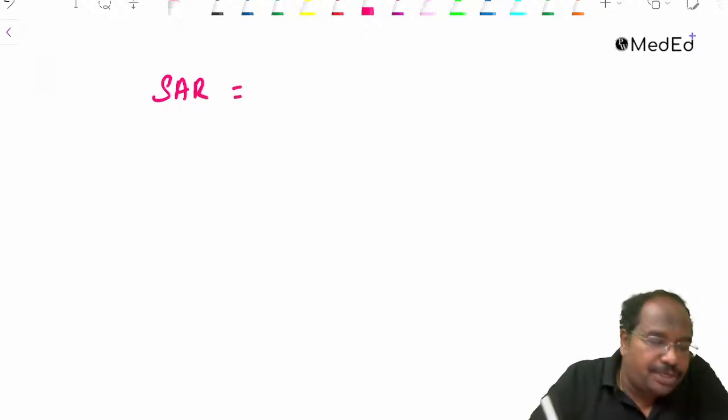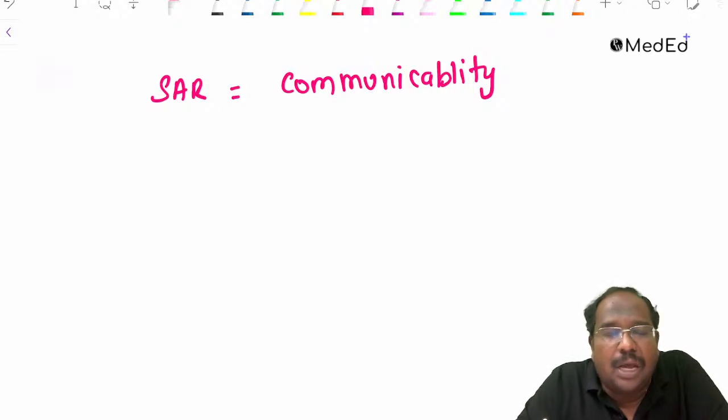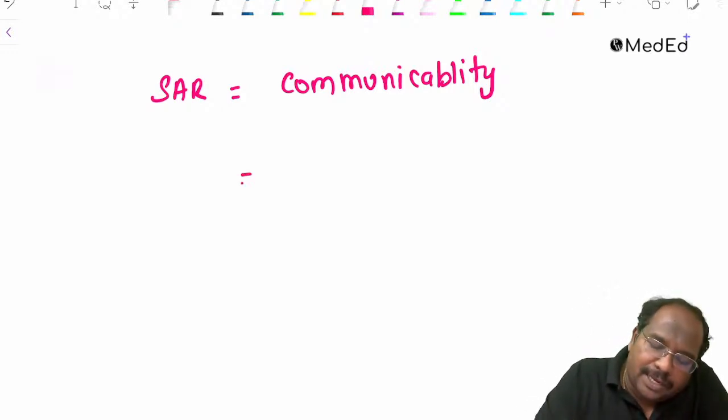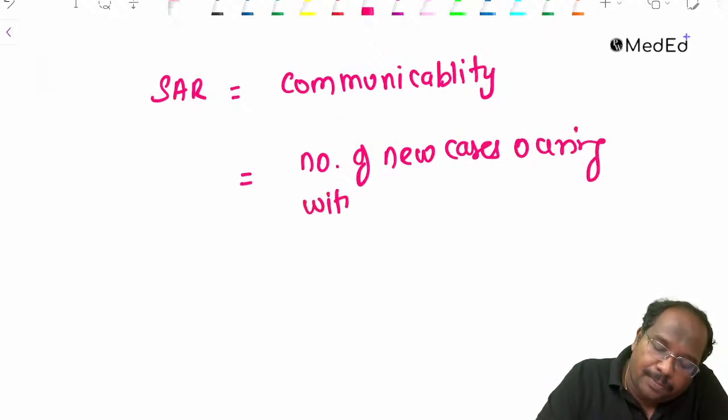So what is this secondary attack rate? Secondary attack rate is a measure of communicability. That means how infectious the condition is. So what is the formula for secondary attack rate? Secondary attack rate is the number of new cases occurring within one incubation period of exposure.